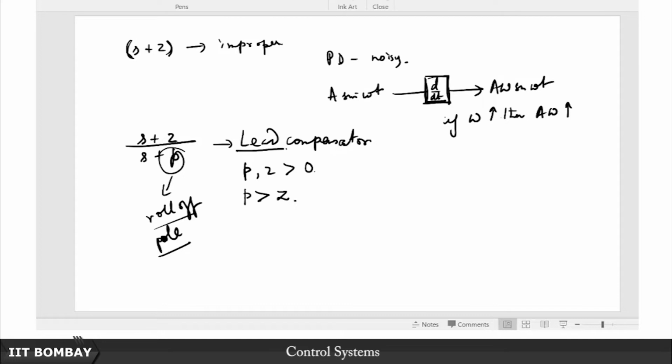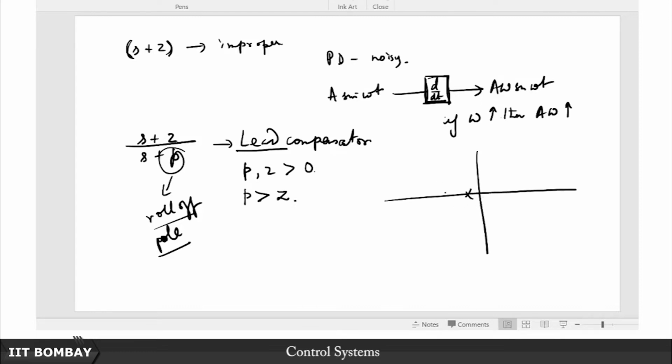Why is it called a lead compensator? That can be actually understood even using root locus. Of course, using Bode plots also we will get a picture of why it's called a lead compensator. But using root locus as well, we will see why. So here's the idea behind the lead compensator. Let's go back to the kind of examples that we had considered earlier.